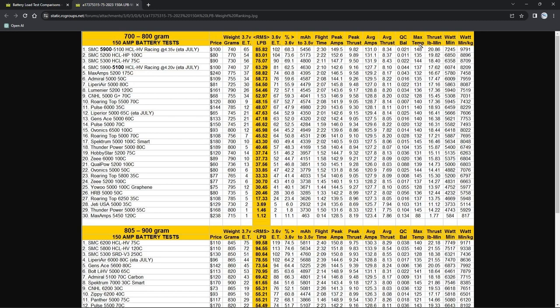So now we're gonna skip over these, we're gonna take a look at the max temp. This is obviously the maximum temperature that these packs have reached. We're gonna be talking about this in more detail here in a second. Now, thrust pound minute, this is a value, again, it's related to thrust. I don't pay attention to this. However, what I do pay attention to is the watt minute.